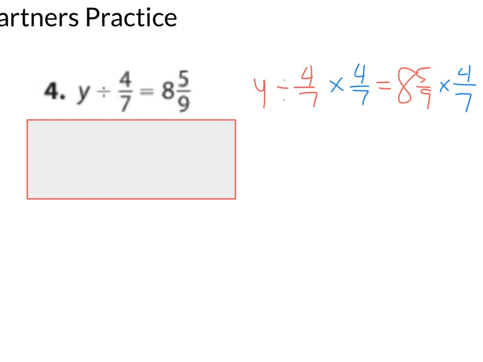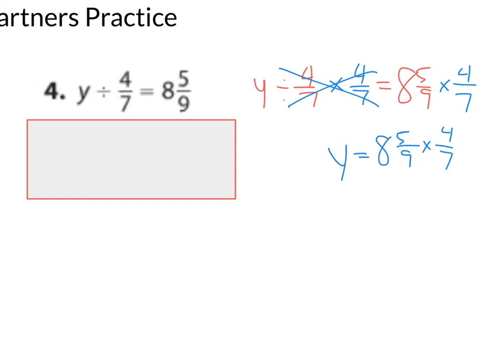So I wrote out this. I saw that it was y divided by 4/7. I need to do the inverse of whatever's on the same side as y. So I'm going to multiply both sides by 4/7 so that we get rid of this. These will cancel out. So we have y equals 8 5/9 times 4/7.